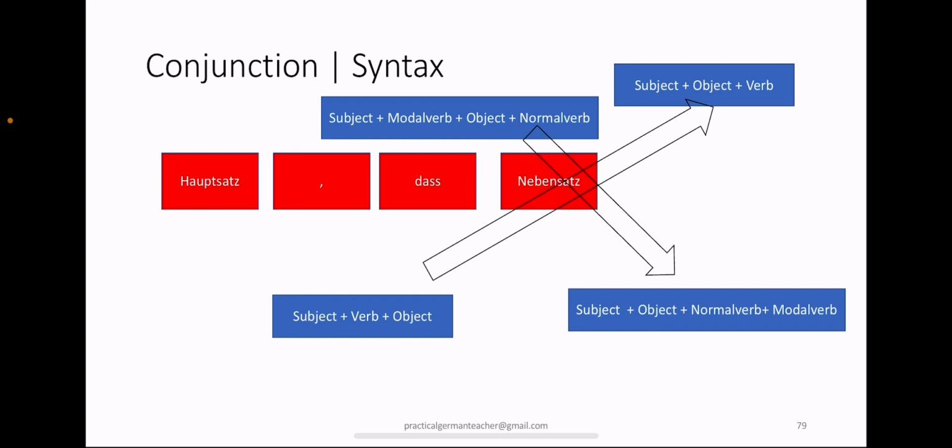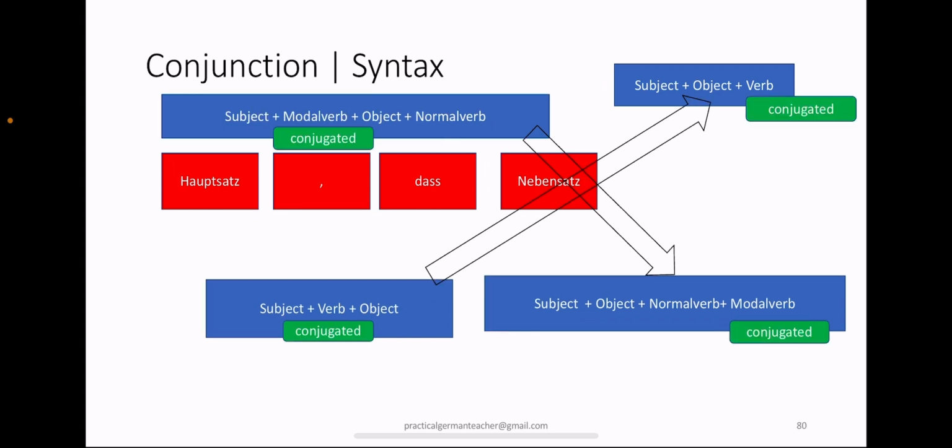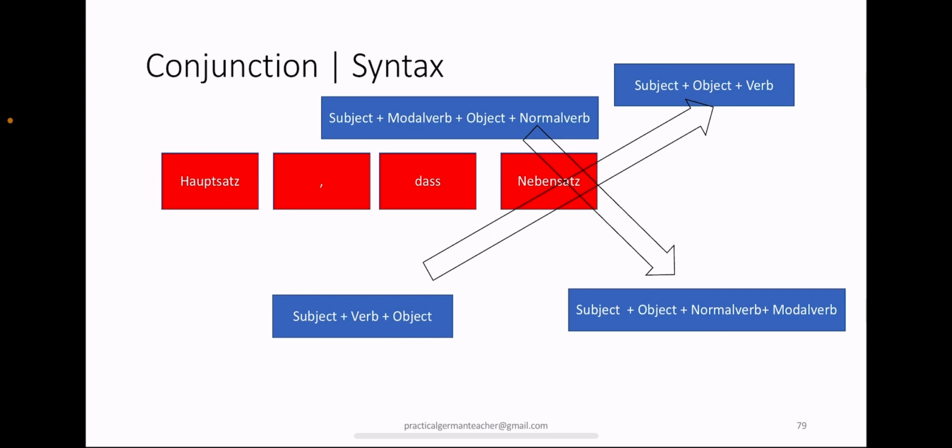Let's look at the top left. It is subject, modal verb, object, normal verb. In a Nebensatz, the modal verb gets pushed to the last position, after the normal verb. Let's look at the bottom right: subject, object, normal verb, modal verb. Actually, it's pronounced as Subjekt, Objekt, normal verb, modal verb.